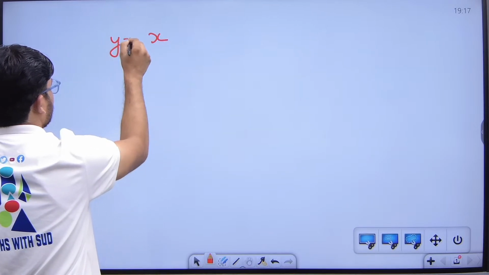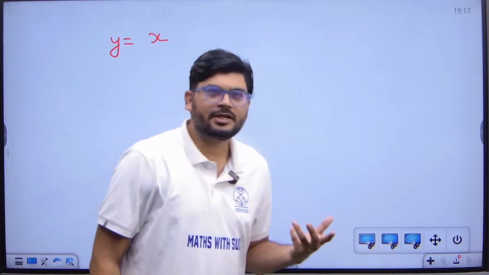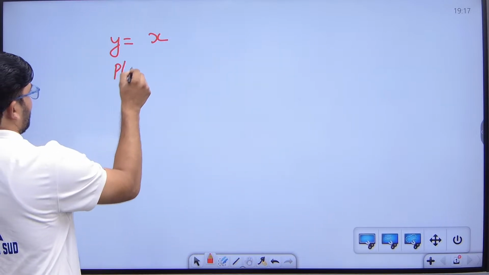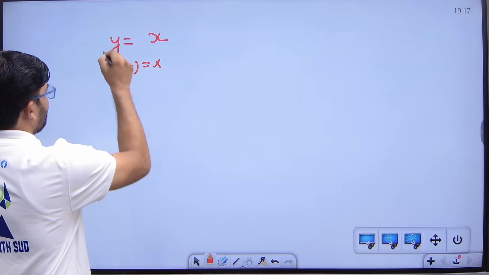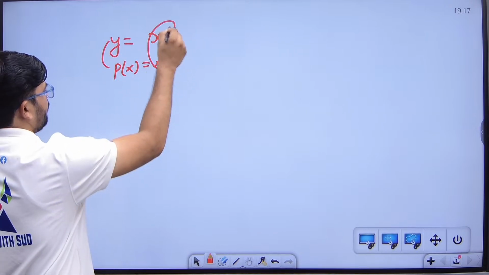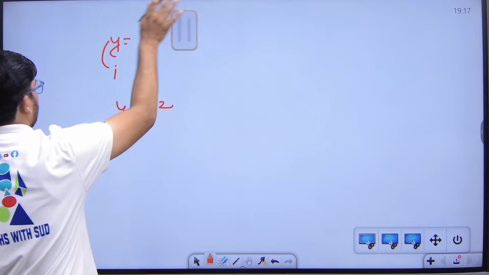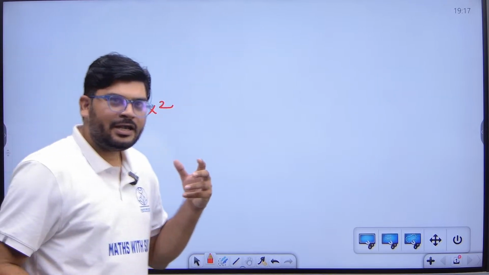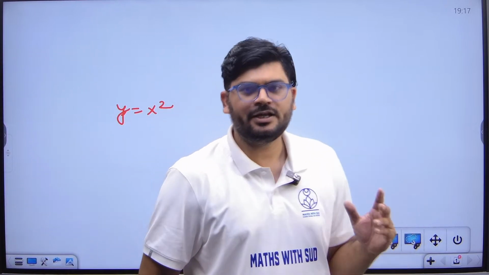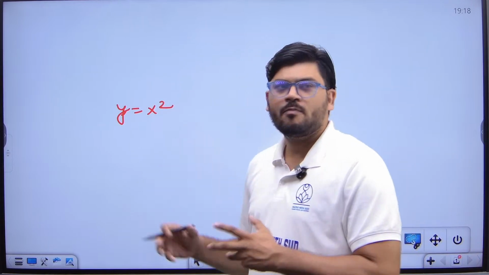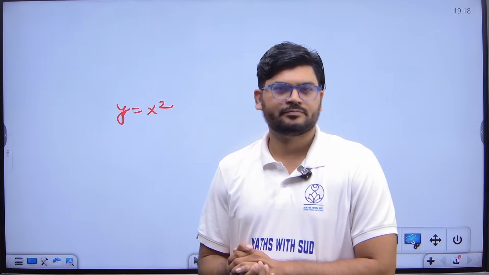Okay, see, y is equal to x, this is a linear. Let us say another equation, again y is equal to x. So when we multiply these together, we will get y is equal to x square. Are you getting it? When a linear is multiplied with another linear, a quadratic is formed. So the basic form of quadratic is x square.